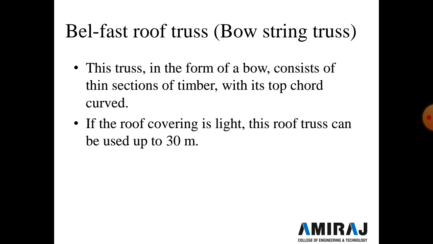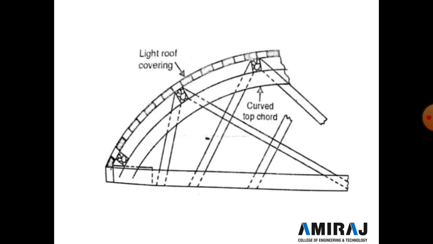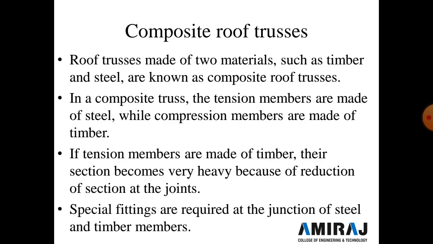Now the Belfast roof truss, whose other name is the bowstring truss. This truss is in the form of a bow, consisting of thin sections of timber with its top chord curved. If the roof covering is light, this roof truss can be used up to 30 meters. Here a curved top chord is provided, and above the top chord a light roof covering is placed. Intermediate support is provided by wooden members or another material like a steel section.